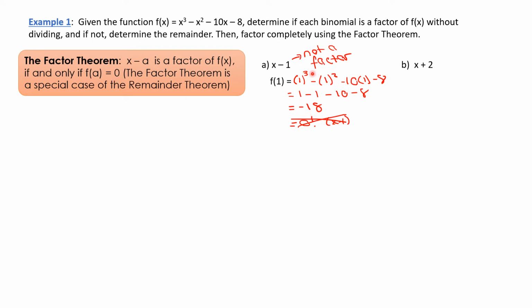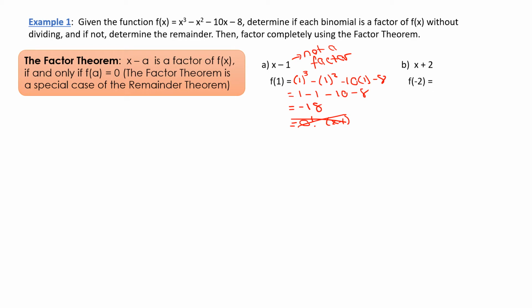We didn't get 0, so it's not a factor. But what we do have is a point on the graph. If I had to graph this, I would have a coordinate (1, -18). So it's just a point on the graph, but it's not an x-intercept. It's not a 0. It's not a root. So this one didn't work. Let's try the next one.